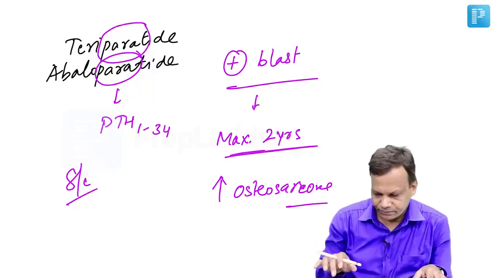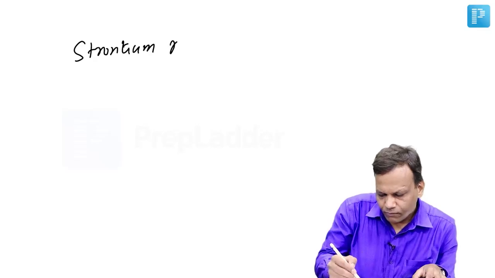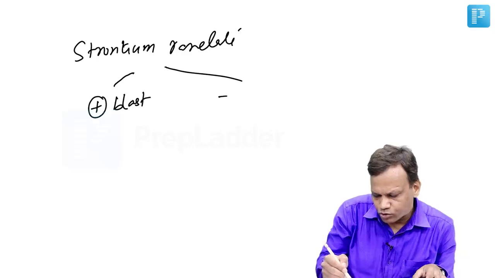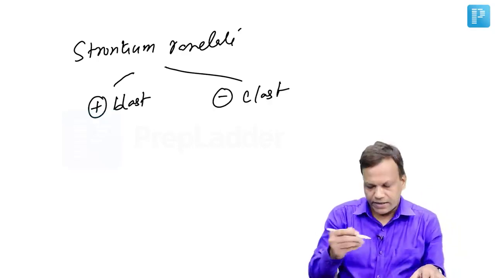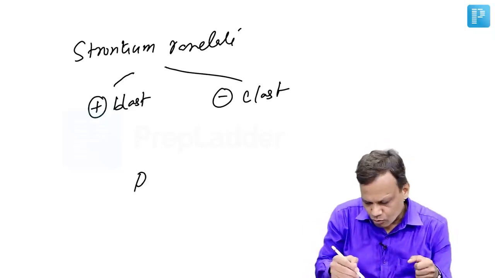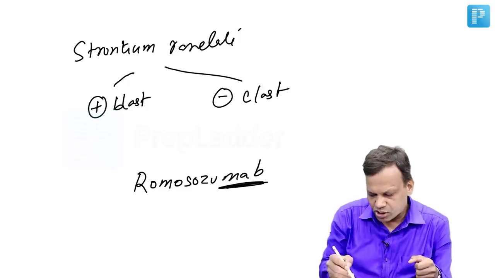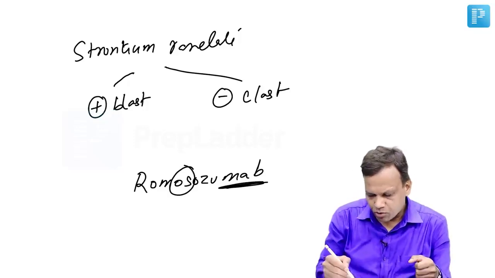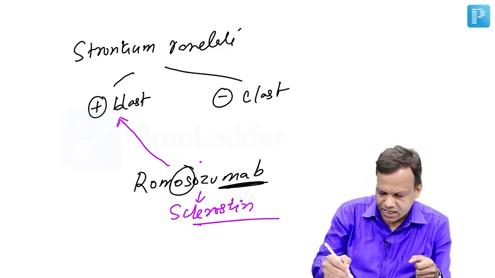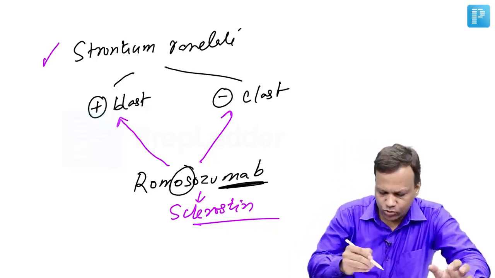Teriparatide and abaloparatide. Then we have a drug called strontium ranelate. This is a drug which has a dual action. It stimulates osteoblasts and also inhibits osteoclasts. And a new drug in the same category, which has the dual action of stimulating blast and inhibiting clast, is romosozumab. As the name says, it is a monoclonal antibody used in osteoporosis. Romosozumab is a monoclonal antibody against a protein known as sclerostin. It also has dual action. That means romosozumab inhibits osteoclasts and stimulates osteoblasts. So 2 drugs have dual action.